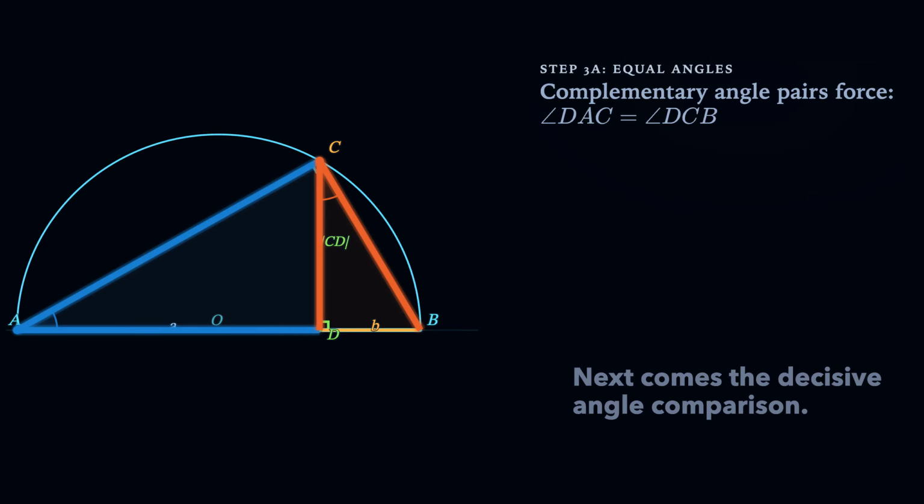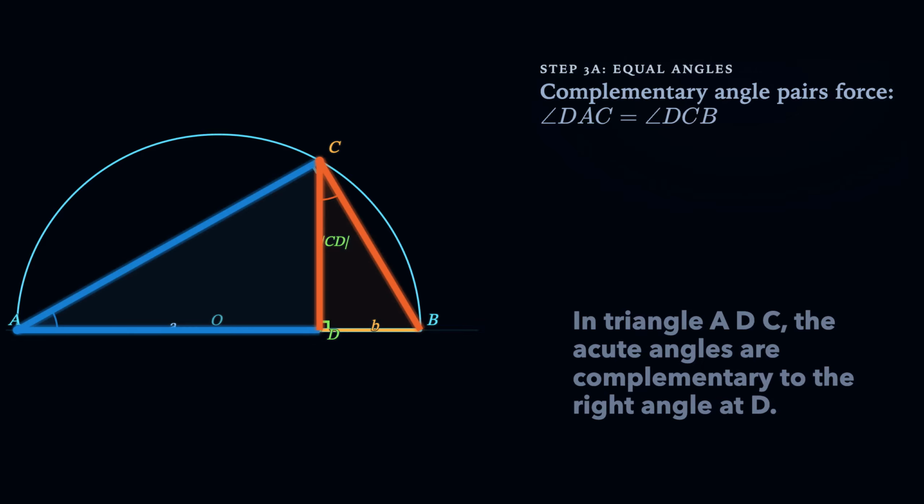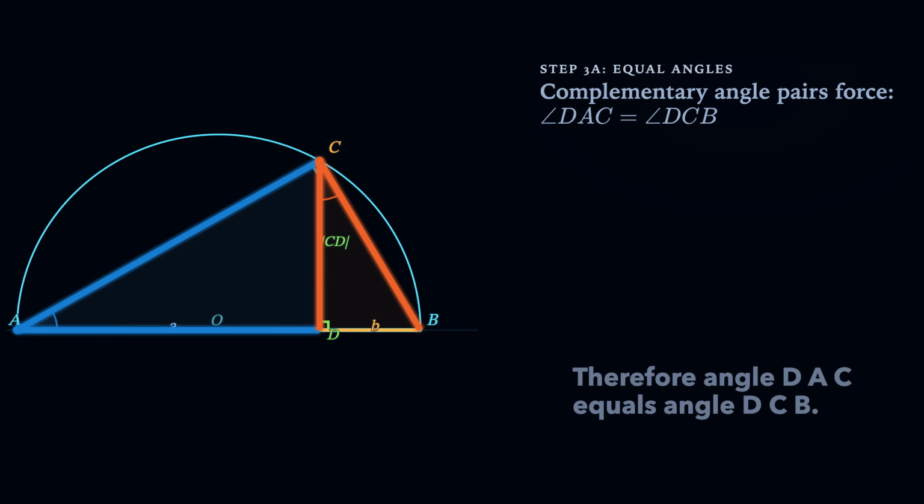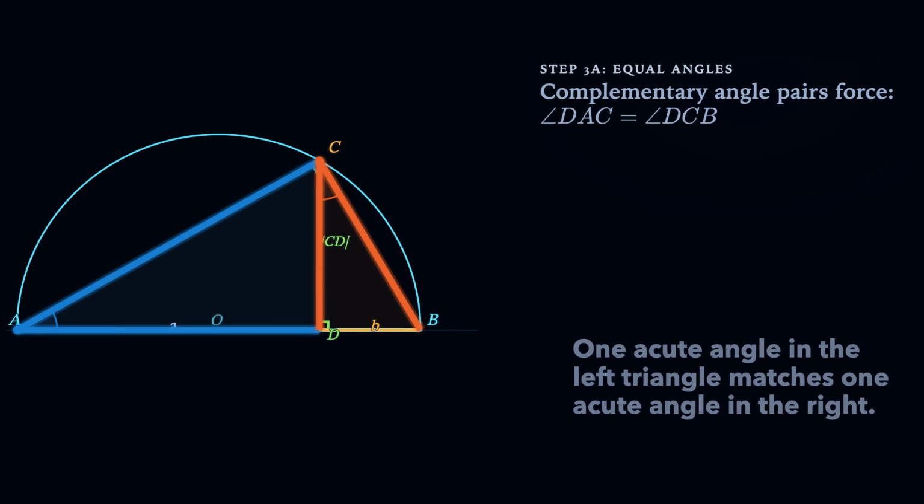Next comes the decisive angle comparison. In triangle ADC, the acute angles are complementary to the right angle at D. From the larger right triangle, the same complementary relation appears at C. Therefore, angle DAC equals angle DCB. One acute angle in the left triangle matches one acute angle in the right.